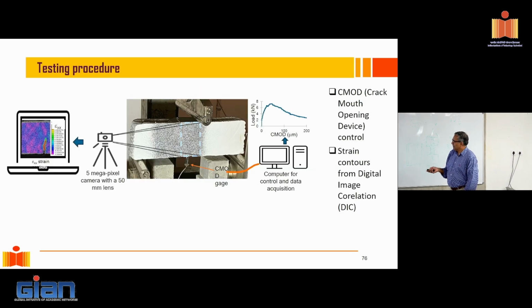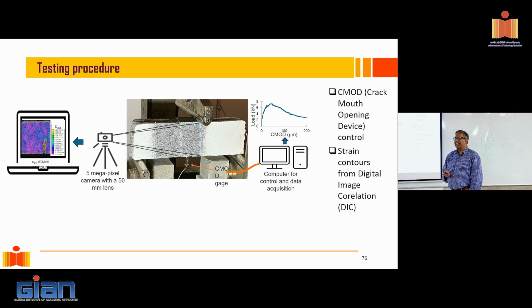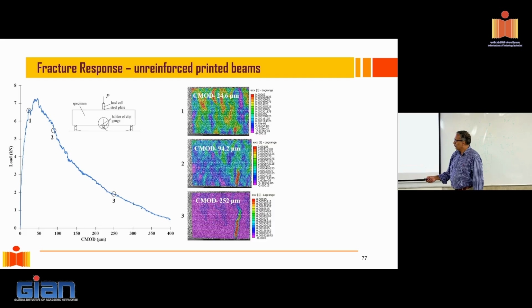I'll quickly skip through this. The idea was to see if we actually put some steel between printed layers, can it take some tension? And the idea, if suppose I print a layer, simply put a steel wire between the two layers. And when it cracks, will the steel wire take any tension? So for that, we did a fracture test with this. And this is what you get for plain concrete.